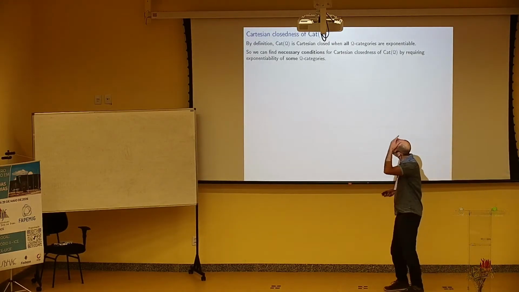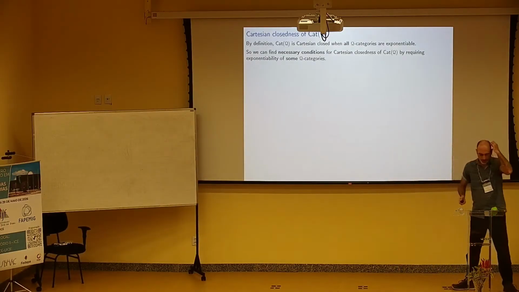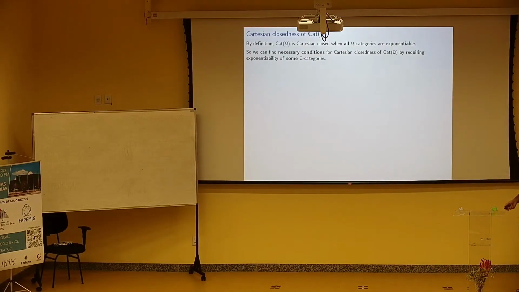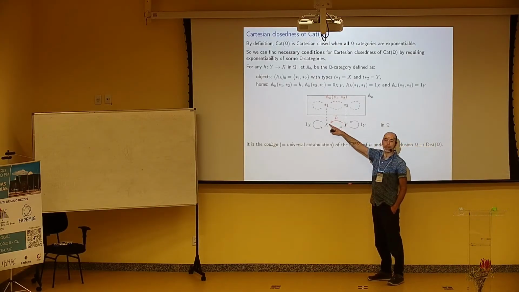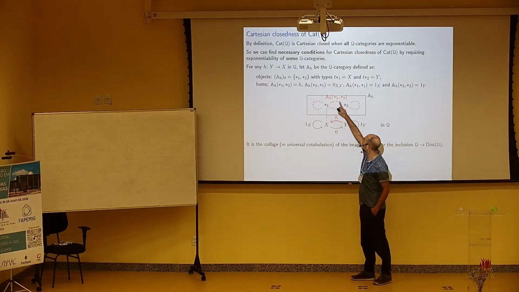Now, the point of the talk is that by definition, Cat Q is Cartesian closed when all Q-categories are exponentiable. That was the definition. So to find necessary conditions for Cartesian closedness, you can require exponentiability of some Q-categories, not all of them, but some of them. And here's a particularly simple one. Taking any arrow in my base quantaloid, I'm going to think of it as the hom of a category which otherwise is trivial. So it has two distinct objects.